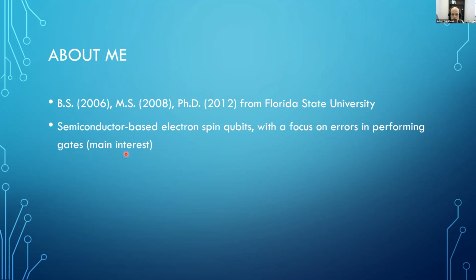So my main interest right now is in semiconductor-based electron spin qubits with a focus on errors in performing gates. So in characterizing and also correcting said errors. And sometimes I do graphene-related projects. This used to be a much bigger interest, but nowadays it's mostly semiconductor-based spin qubits.